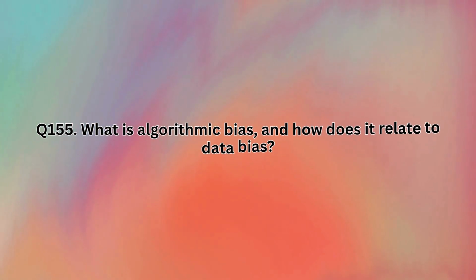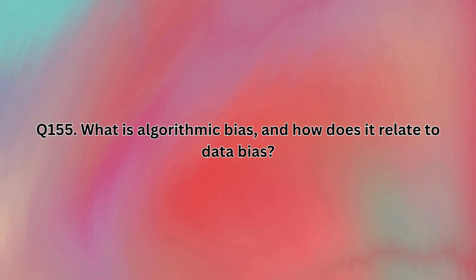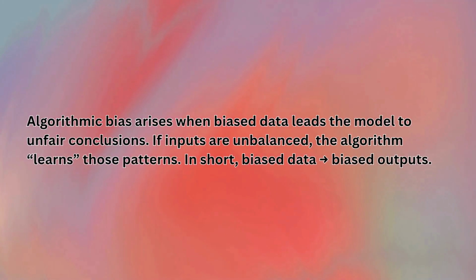What is algorithmic bias, and how does it relate to data bias? Algorithmic bias arises when biased data leads the model to unfair conclusions. If inputs are unbalanced, the algorithm learns those patterns. In short, biased data, biased outputs.